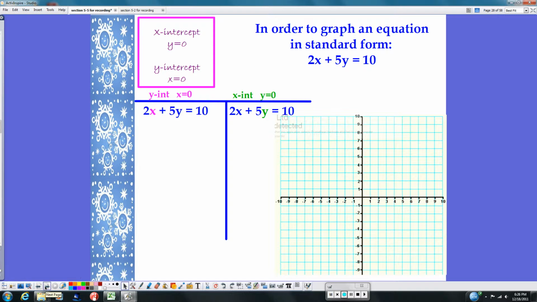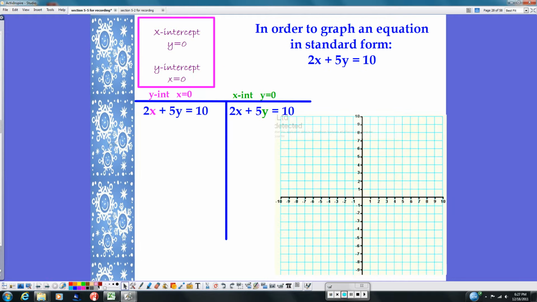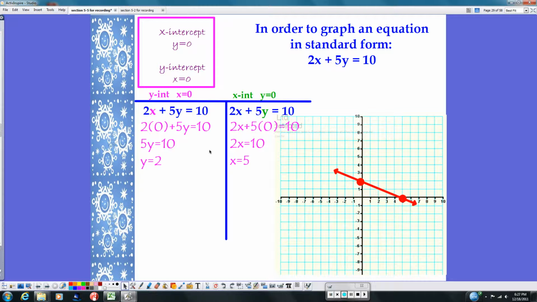Let's try another one. We're graphing 2x plus 5y equals 10. So we're going to put a 0 in for x in the first one to find the y-intercept, and a 0 in for y in the second one to find the x-intercept. So my y-intercept is 2, my x-intercept is 5. I put a dot on 2 and a dot on 5, and I connect them.